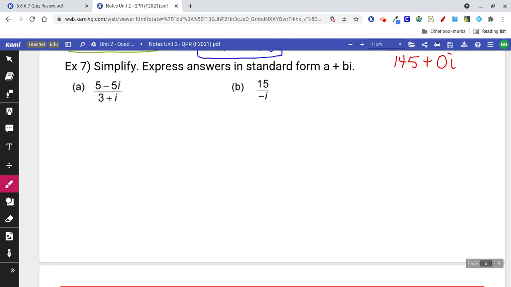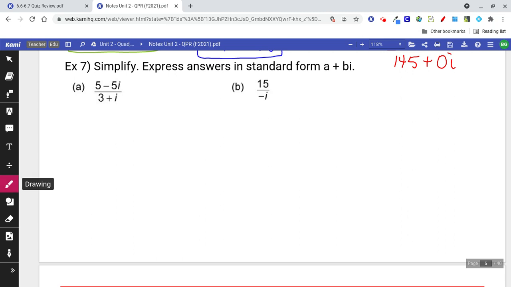Last one, when we divide, I think this problem right here, 6a, is probably the hardest problem. Essentially, we're not allowed to have an i on the bottom. Okay, we're not allowed to have an i on the bottom. And in part B, it's an easy fix. Let's do part B first.